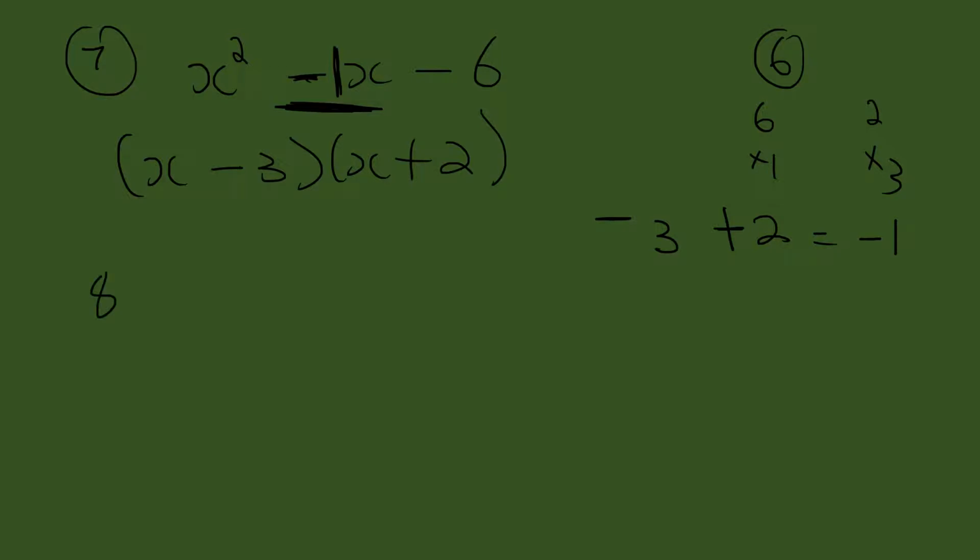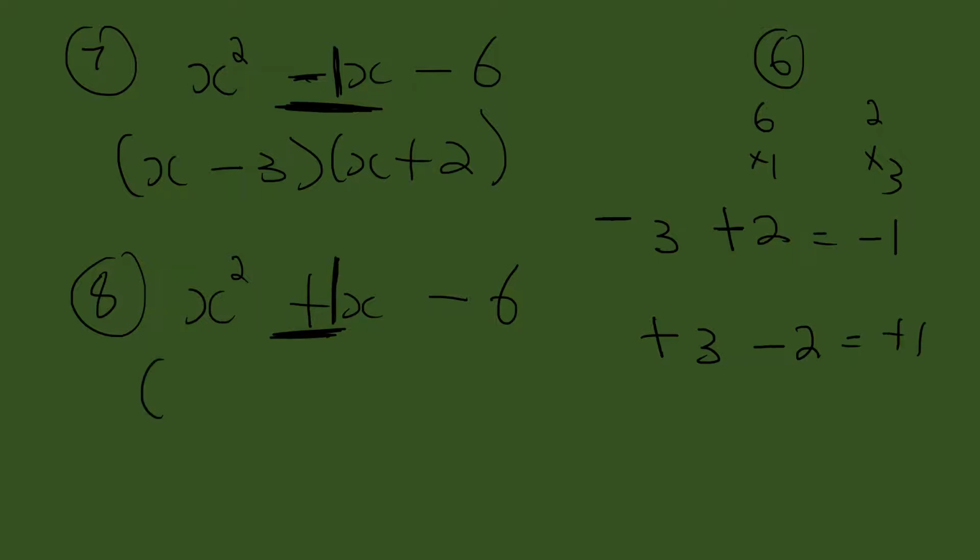The last one for this video is going to be x squared plus x minus 6. Again, we need to have 1, but the signs must differ. Right? So what can I do? I can say I have 3 and I take away 2, then I will have a +1 because there's an invisible +1.